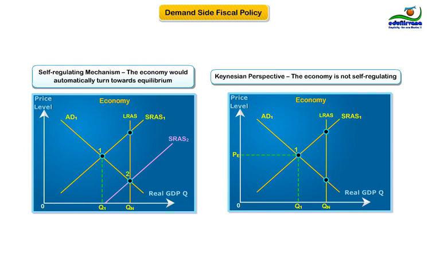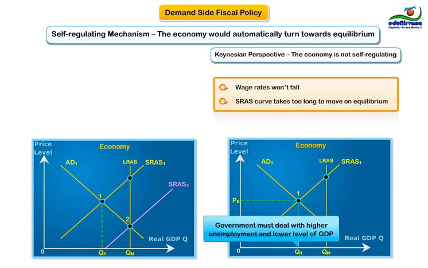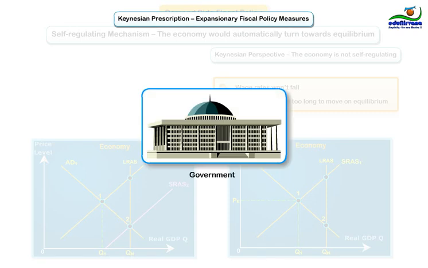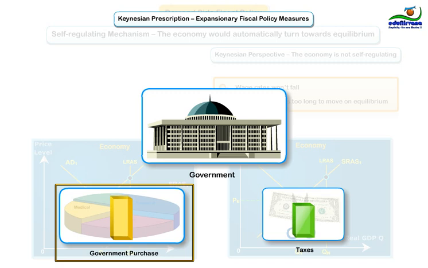As you may recall, the Keynesians argue that either the economy is stuck at point 1 and won't move naturally to point 2, perhaps because wage rates won't fall, or the SRAS curve takes too long to shift rightward, and in the interim, we must deal with the high cost of unemployment and a lower level of real GDP. So, the Keynesian prescription is to enact expansionary fiscal policy measures: an increase in government purchases and/or a decrease in taxes.